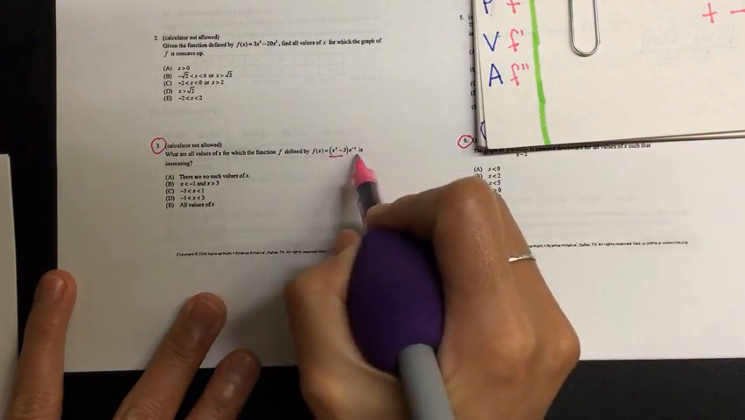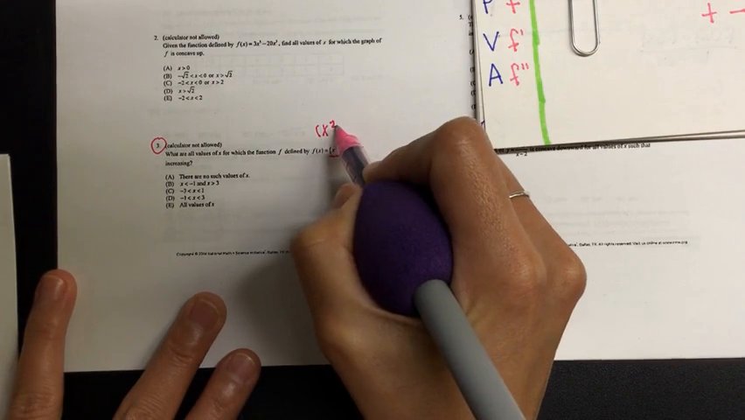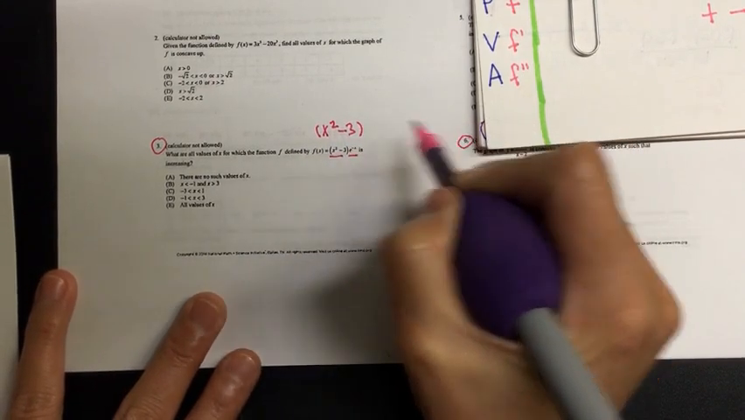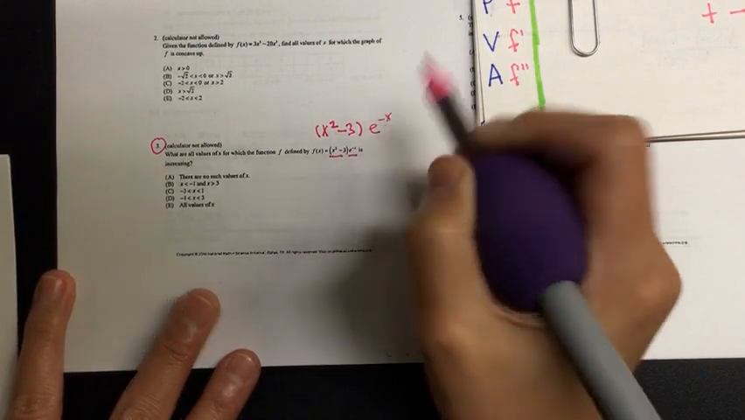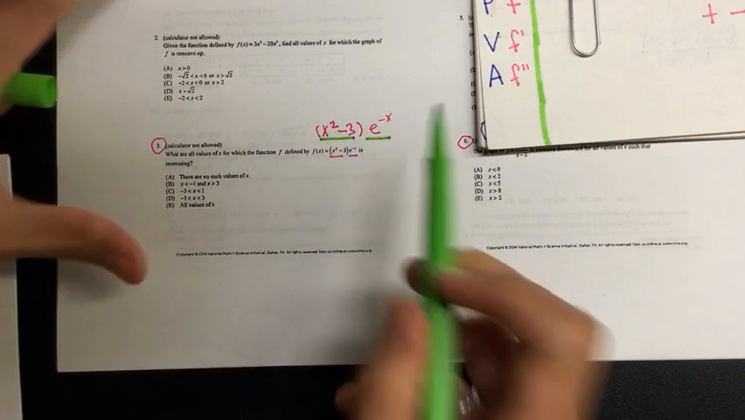We have a product rule. I'm going to rewrite this on the top. It's kind of tiny. It says x squared. Is that right? Minus 3? Yeah. And it says e to the negative x. So our product rule is going to be this chunk times this chunk.